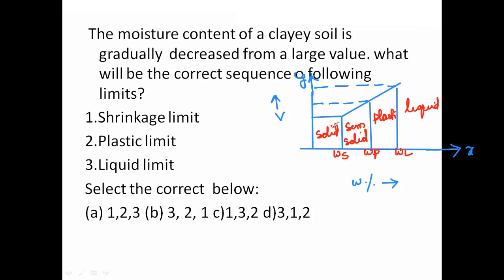In the case of the shrinkage limit, the soil becomes just saturated, and if you decrease the water content further, the volume of the soil will not decrease; it reaches the volume of the dry soil. Here I call these volumes V1, V2. If you decrease the water content, the first limit you get is the liquid limit, then the plastic limit, then the shrinkage limit. So the order goes first, second, third as the water content decreases.